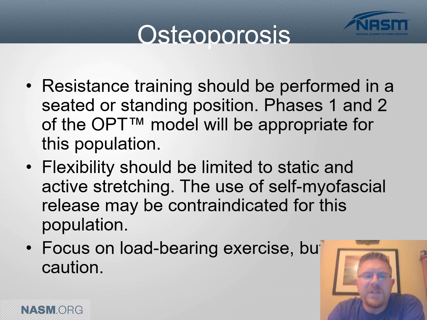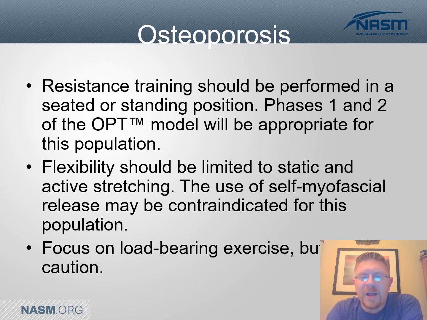Phase 1 and 2 of the OPT model are good phases to train in. Flexibility is limited to static and active stretching. Self-myofascial release might not be good because, again, think about how much weight and pressure you're putting on not just your muscles in order to get those trigger points, but think about what you're doing to the bones that are immediately underneath them. Somebody with osteoporosis, I don't know if that's such a good idea.